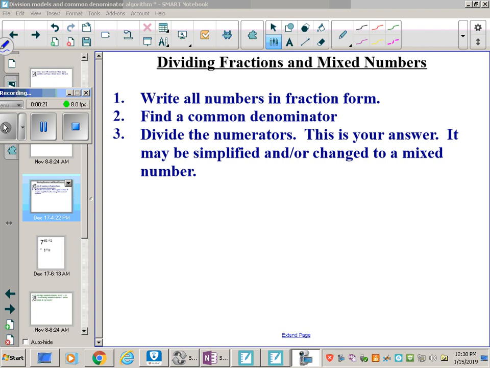First step is to write all of your numbers in fraction form. Second step, that's where we find our common denominator. And then the third step is to simply divide the numerators. And that is going to be your answer. You might have to simplify it or change it to a mixed number, but when you divide the numerators, that'll be your answer. So let's take a quick look at this.